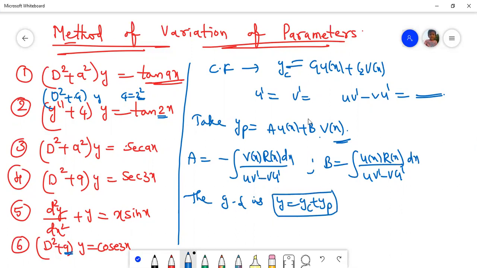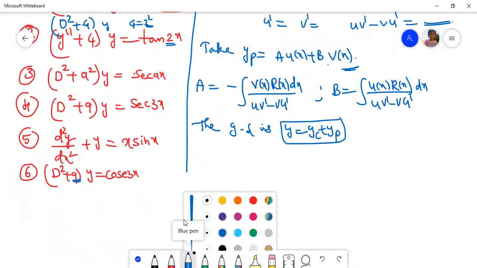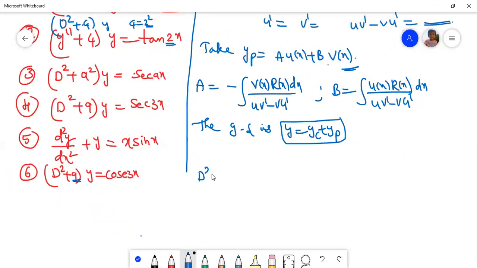That is c1 u(x) plus c2 v(x) plus a u(x) plus b v(x). Here you can observe that the expressions of all these values are in the complementary function only. Suppose you take D² plus a², it is f(D). From this, you get that yc is c1 cos ax plus c2 sin ax.